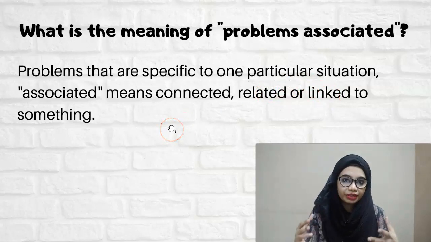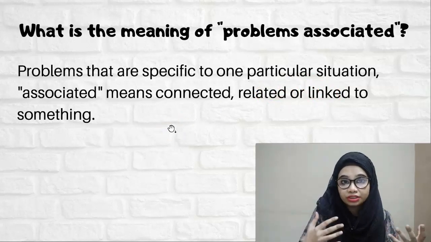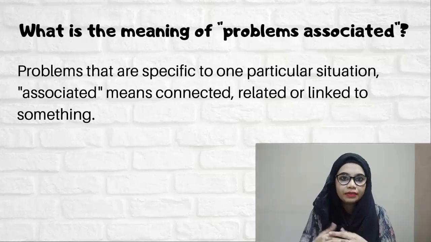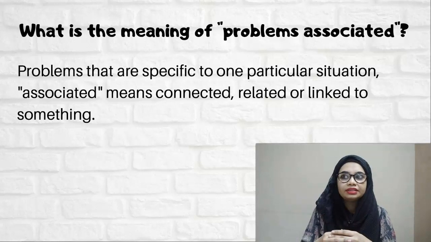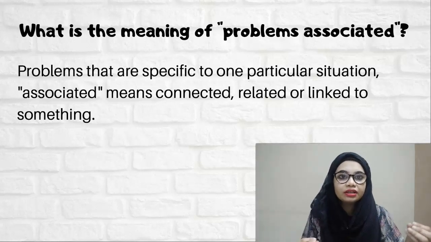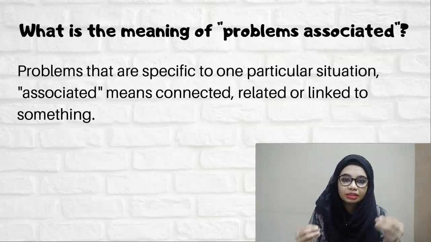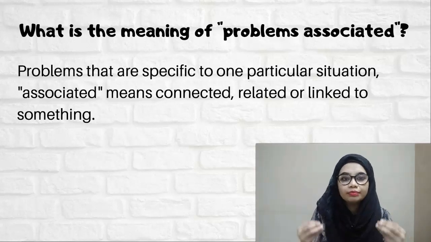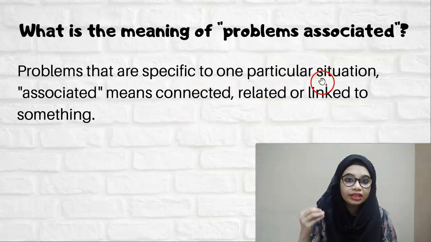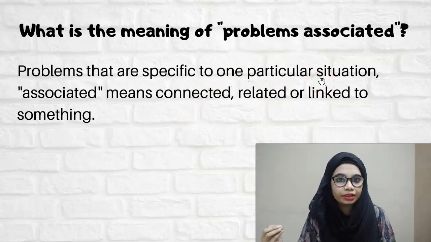So we know the meaning of a problem. A problem is an unwanted situation. It is a side effect. It is something like a difficulty. It is something that is not pleasant. And what is a problem associated? A problem associated is something that is related to one particular situation, that is connected, related, or linked to particularly something.